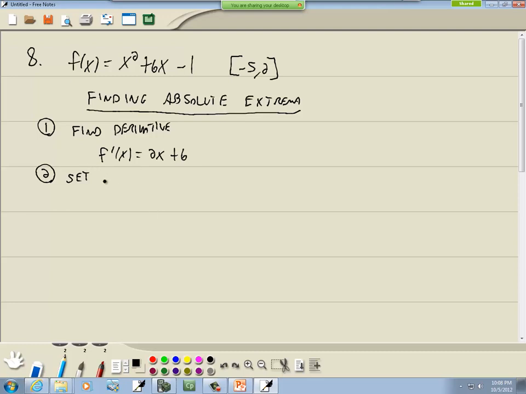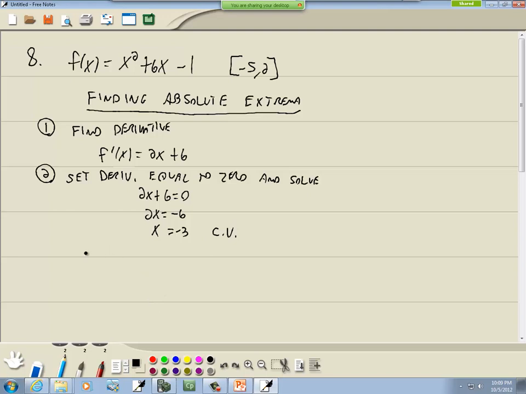Okay, now we're going to set our derivative, if I can write legibly, set our derivative equal to 0 and solve. So we got 2x plus 6 equal to 0. Take the 6 over, it becomes a negative 6. Divide both sides by 2. And you get x is equal to negative 3. Now remember, these are our critical values.